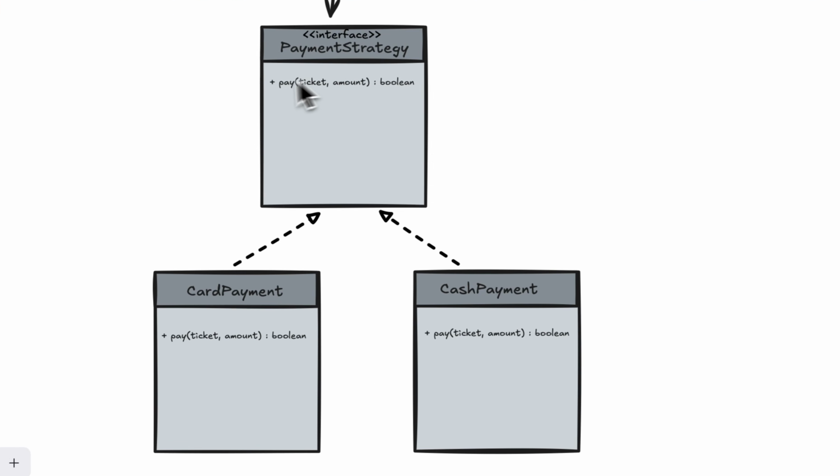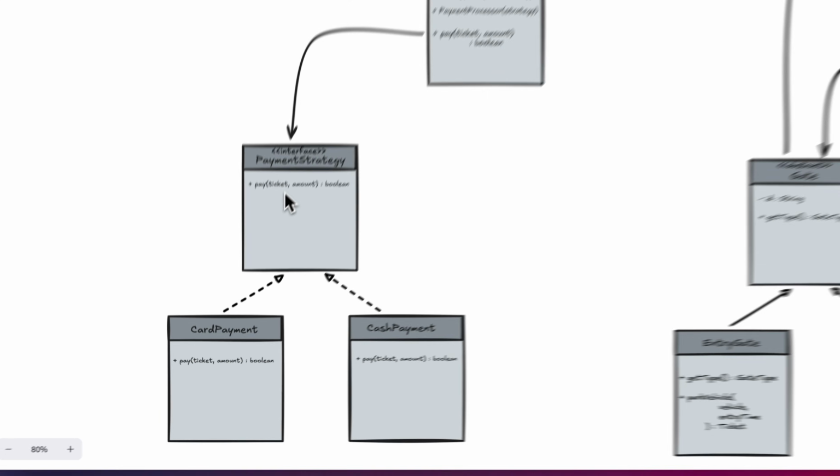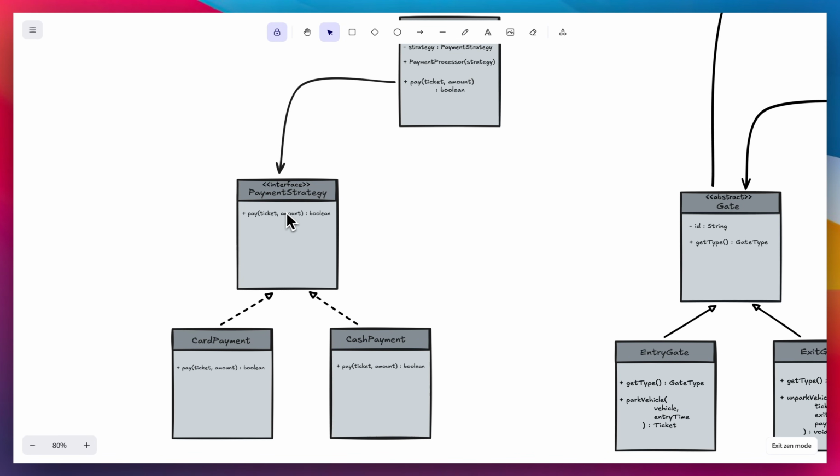Now coming to the payment strategy, this is the interface and it has one function called pay. This function takes two inputs. First is the ticket, because the ticket will have all the information of the user, and second is the amount that this user will pay. The concrete implementations of the pay function would be provided by the card payment strategy and the cash payment strategy.